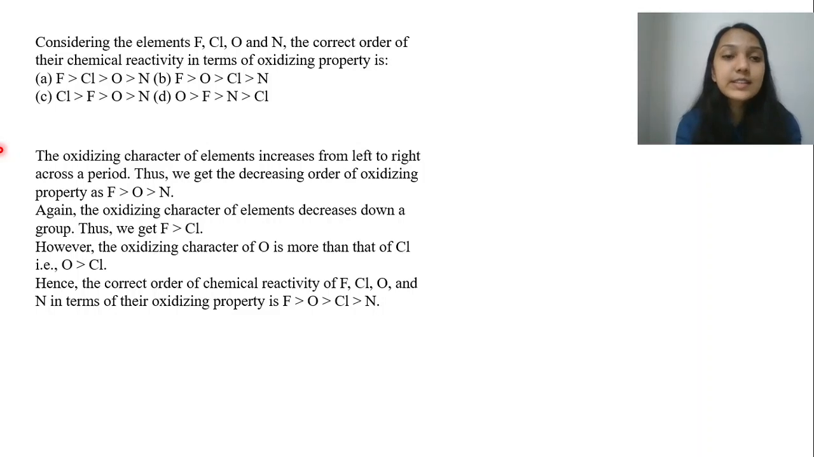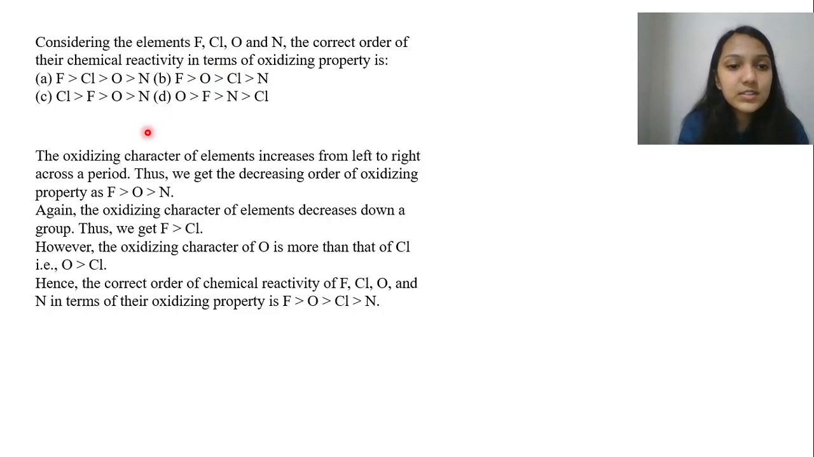Next one. Consider the elements fluorine, chlorine, oxygen and nitrogen. What is the correct order of the chemical reactivity? Now they're asking about the correct order of the chemical reactivity in terms of oxidizing property. So we'll consider all the elements and go one by one. The oxidizing character of elements increases from left to right as we move across the period, and it decreases from top to bottom as we move down the group. The same as the previous one.